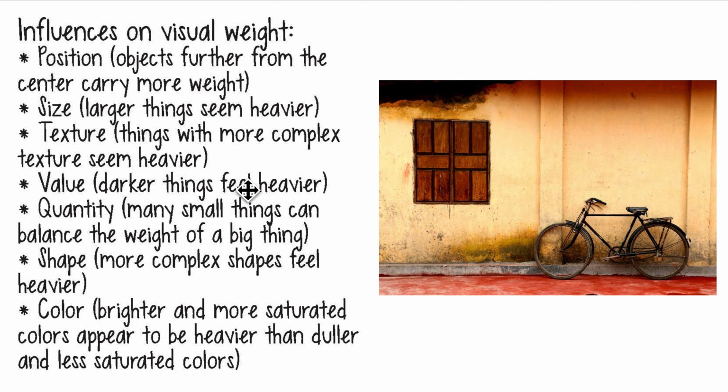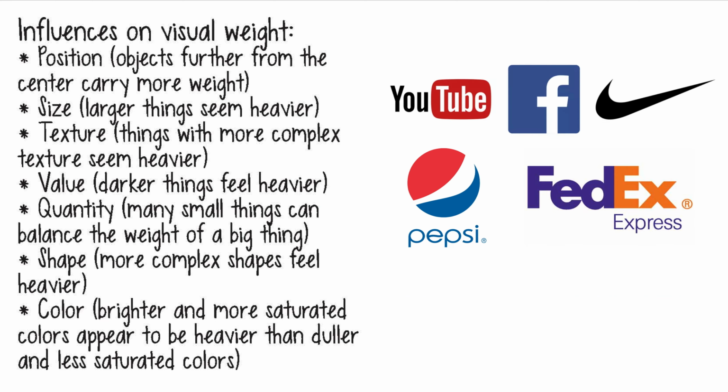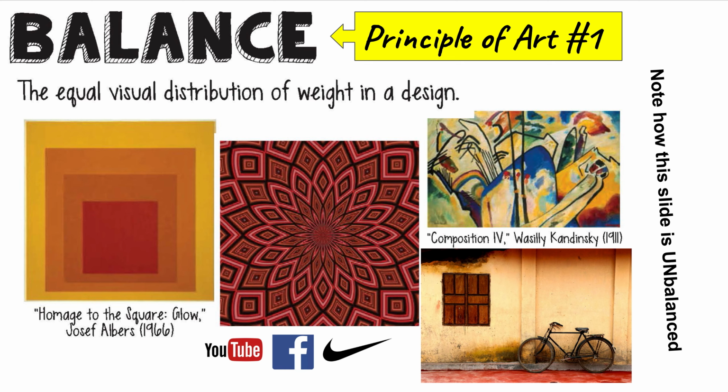Okay. So visual weight. Famous icons, right? Critique these in your own head. How do they use position, size, texture, value, quantity, shape, and color to create their logos? Take a look at that. Okay, so the principle of art is using the weight in your design to have equal distribution. So it gives it this balanced feel.